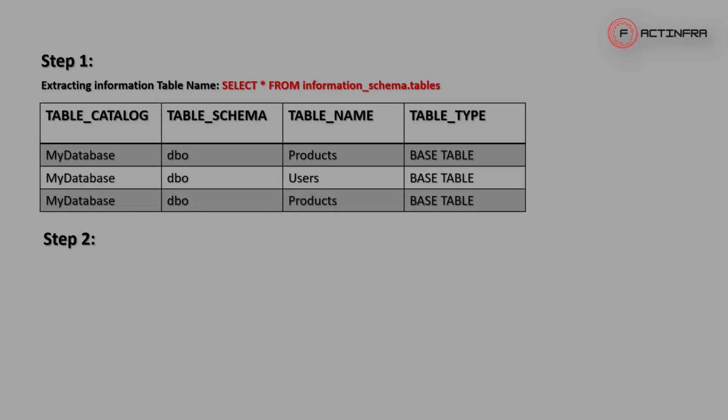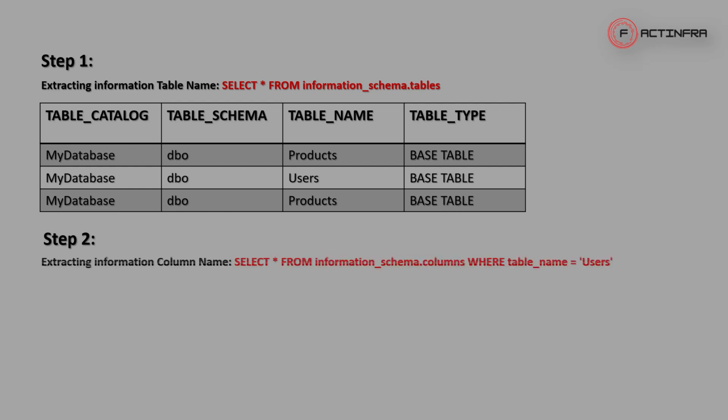With the help of this, we can extract information of tables from the information schema. Let me give you this table example. You can see the table catalog, table schema, table name, table type. We can extract information of tables, or the names of tables, from this information schema.